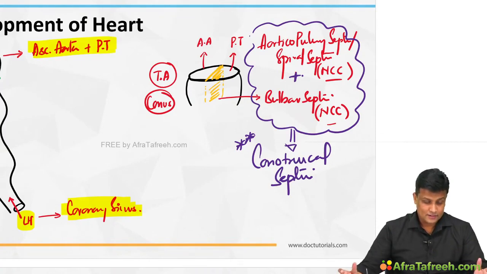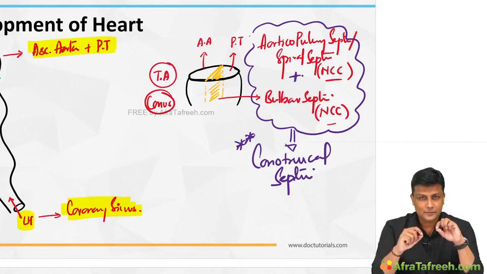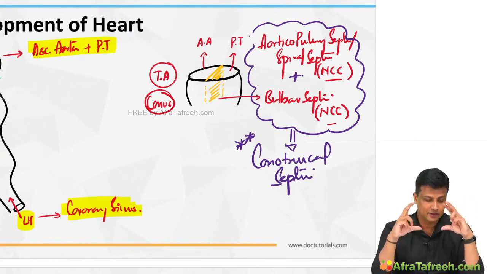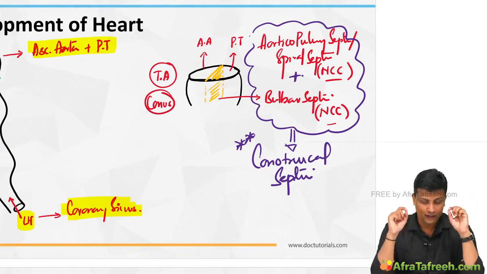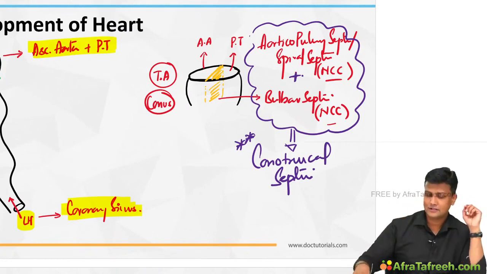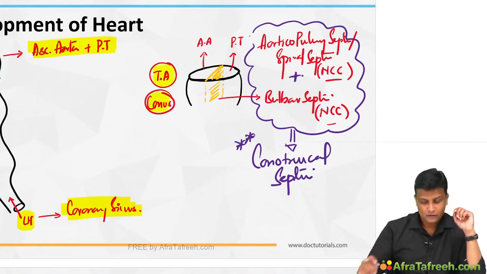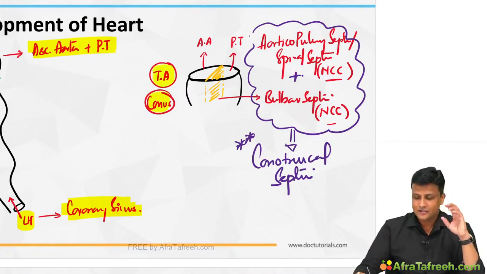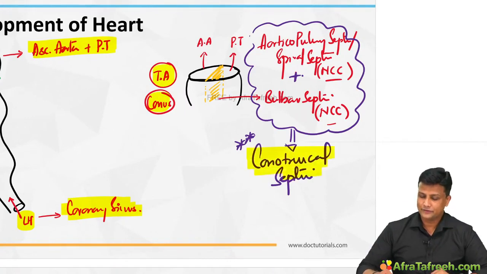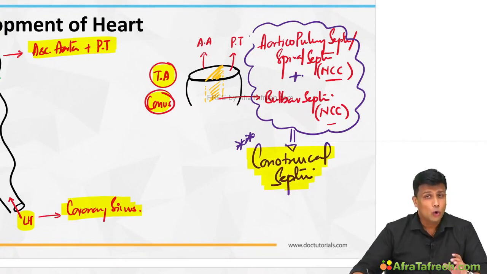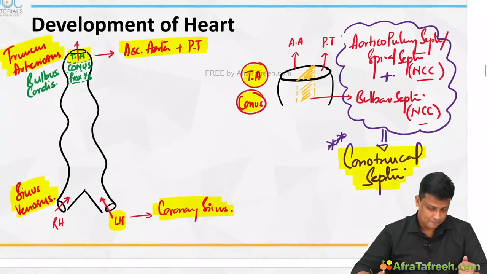So what is this conotruncal septum? Conotruncal septum is nothing but bulbar septum plus aorticopulmonary septum. Bulbar septum plus spiral septum, these two together are the conotruncal septum, because it is in the conus part as well as the truncus arteriosus part. Perfect. Is it okay? And the final answer: if there is a question in the exam, conotruncal septum is derived from where? Remember, conotruncal septum is also derived from the neural crest cells only. So that's really important, guys.